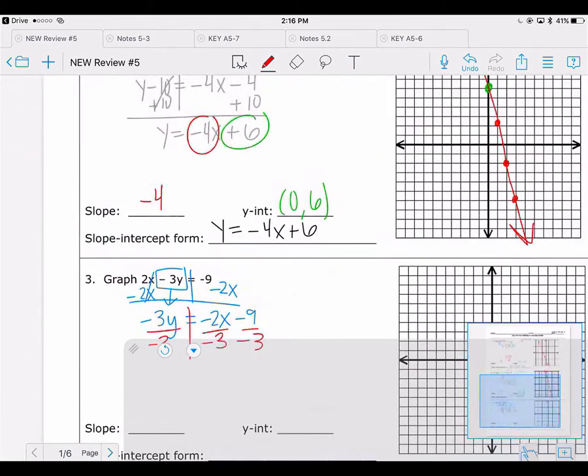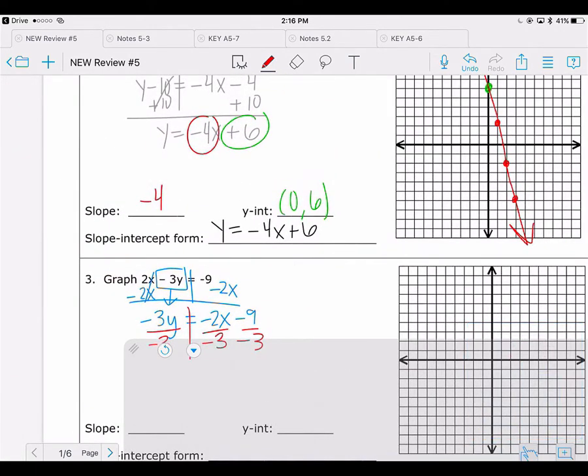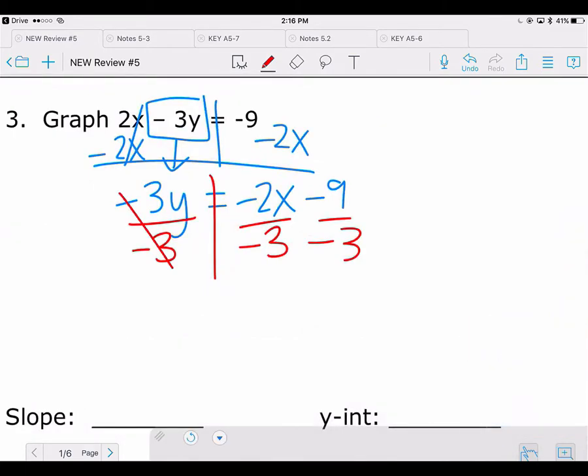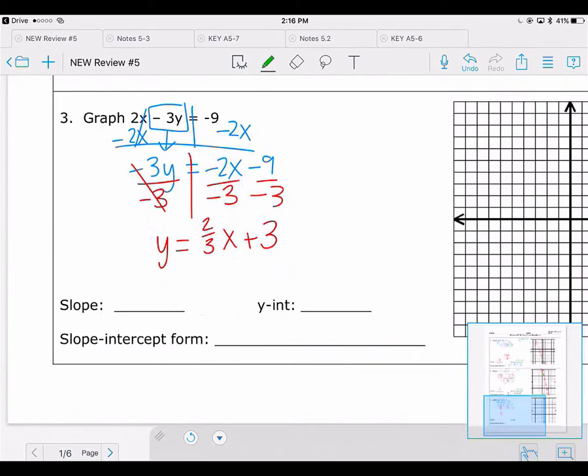So for problem 2, when we added, we just combined like terms, which is why we only added numbers with numbers. But when we divide, everything gets divided. Doesn't matter if they are naturally like terms or not. So negative 3 divided by negative 3 cancels. Negative divided by negative is a positive 2/3 x. Negative 9 divided by negative 3 is a positive 3.